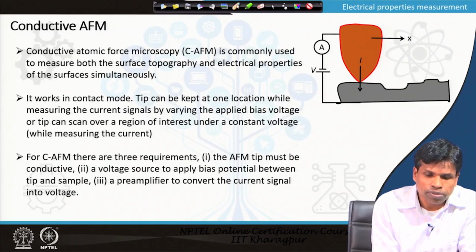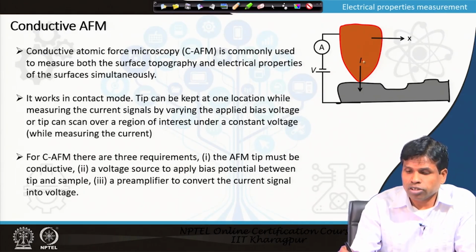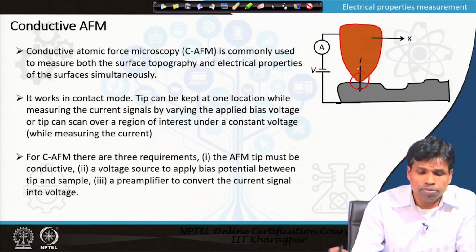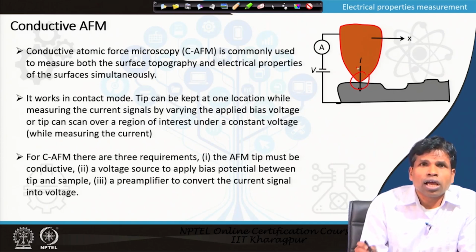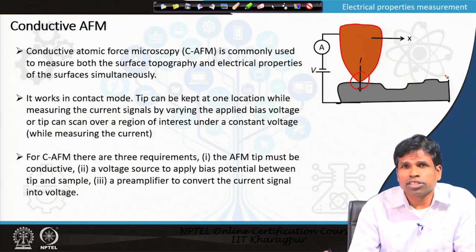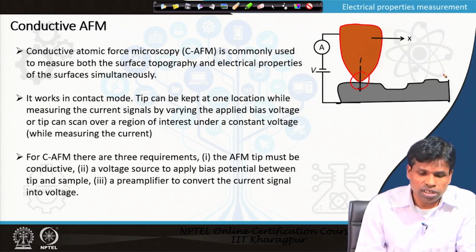In the contact mode operation, the tip is brought close to the sample and kept at one location, and after keeping it at one location, you can vary the potential and measure the current, thereby measuring the IV characteristic at a single point. Otherwise, you can scan the tip over the region of interest under a constant voltage and measure the current, thereby knowing at which places current is more, which current is less, giving the conductivity mapping on the surface of the sample, how much more conducting in some region, how much less conducting in another region.